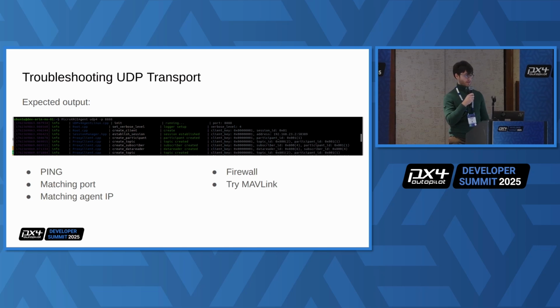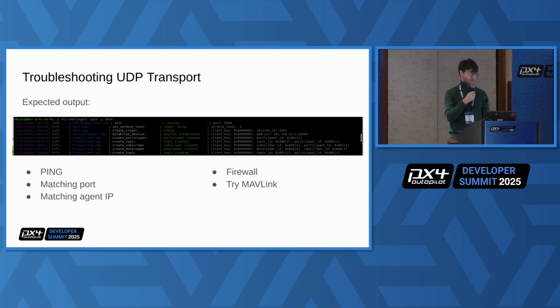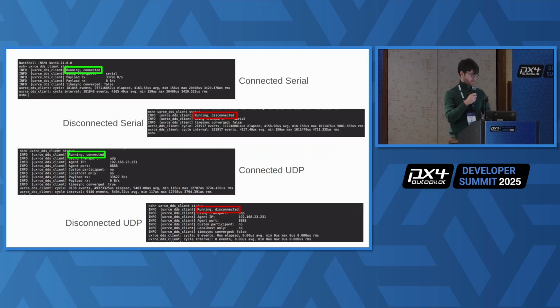Troubleshooting in this case is very simple. You try to ping those. Can PX4 ping the agent? Can the agent host ping PX4? Make sure that the ports are matching, make sure the IPs are matching, check that your firewall is not interfering, and if again it doesn't work, try Mavlink. If it doesn't work again, reach out. We want you to reach out and say, oh, it's not working or it's behaving weirdly, guys, okay?